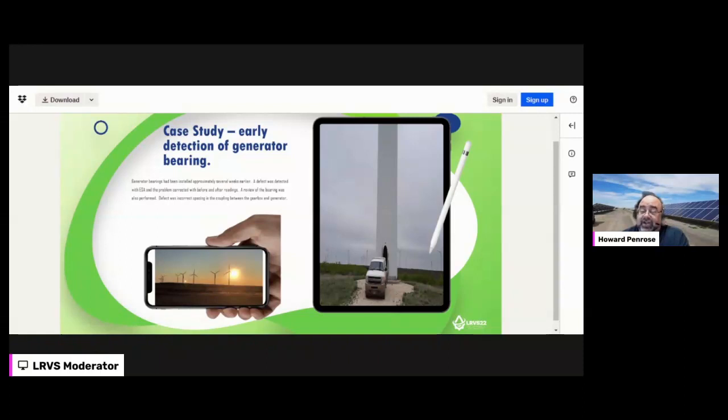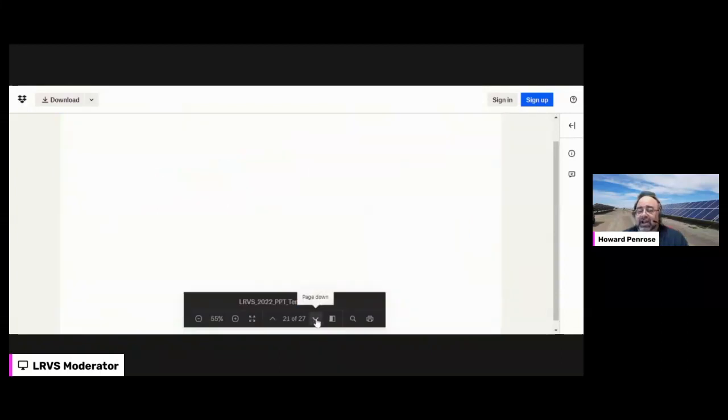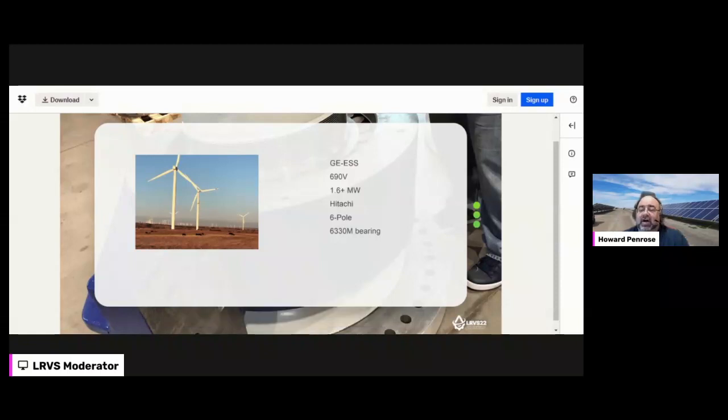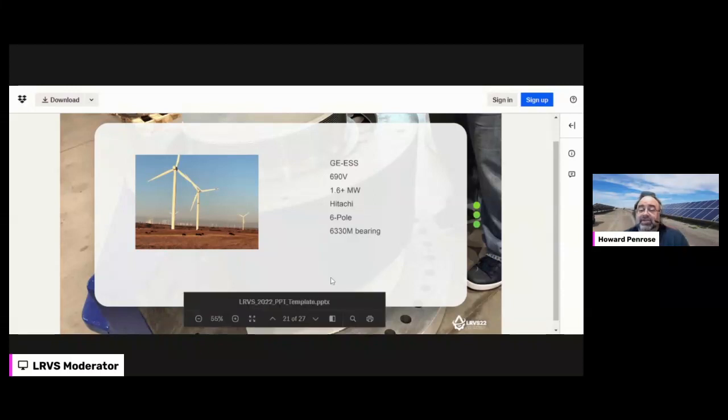The ability to test fast enough so that as we do this next case study, we got lucky. We had a tower where they were able to replace a bearing. Go ahead on to the next one. And right before and after, we were able to take a look. So this is a 1.6, they're actually 1.7 megawatt towers. They are what's called a GESS. So they're 85 meters to the hub, 85 meter diameter blade, and 690 volt output. The bearings are 6330M. We are looking in this one at specifically the gearbox and generator bearings. So on to the next slide, please.